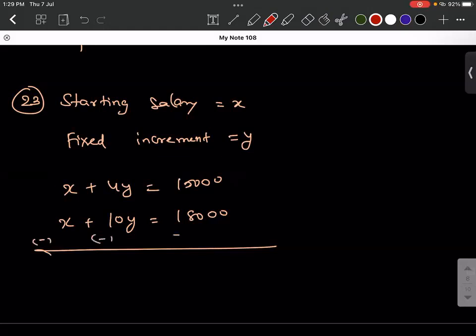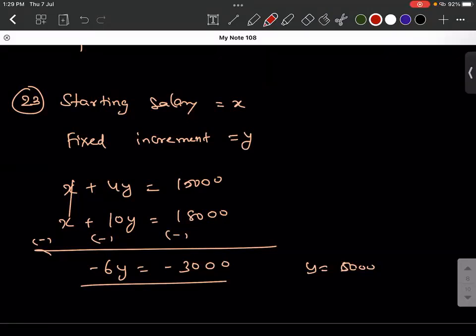Subtract both. 6y is equal to minus 3000. So y is equal to 500. Sorry, y is 500. So every year increment is only 500. So x plus 2000 is equal to 15,000. So x will be equal to 13,000. So the starting salary was 13,000 and the increment is 500. So option B is the right answer.